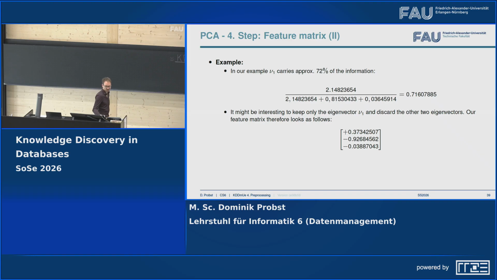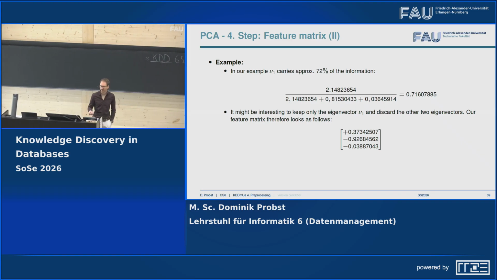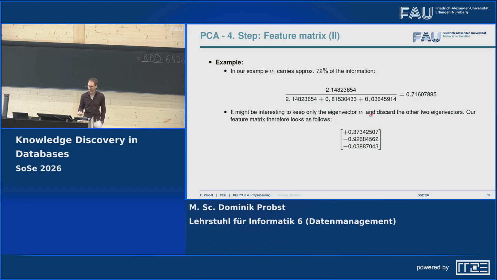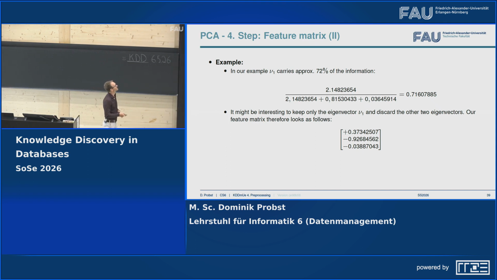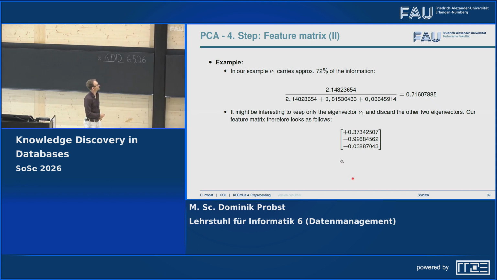So this can be discarded. In our case, we decided 72% of information is enough, so we only select the first eigenvalue and eigenvector, and therefore end up with a feature matrix, which is also a vector in this case, more or less, but would be a real matrix if we would have selected 2, which can be used to continue the calculation.